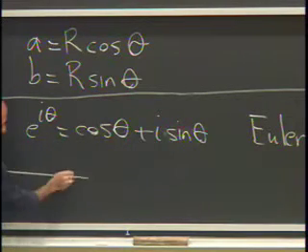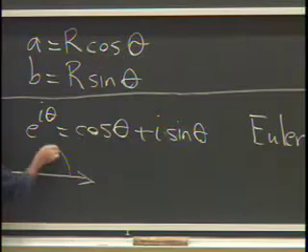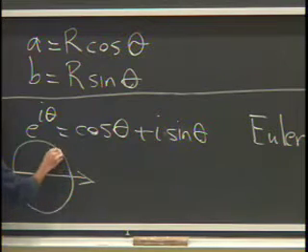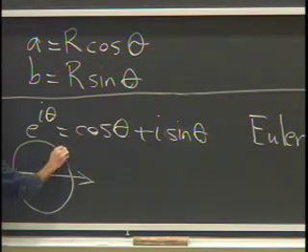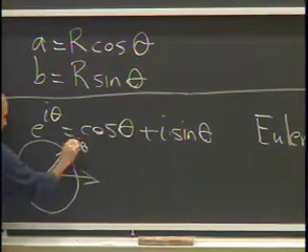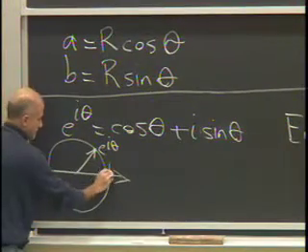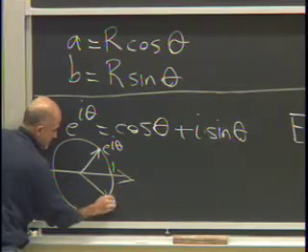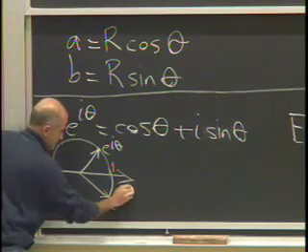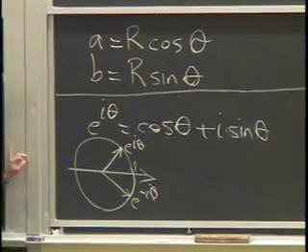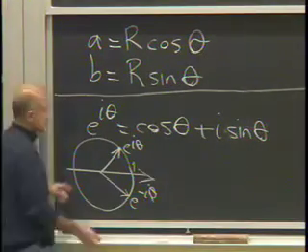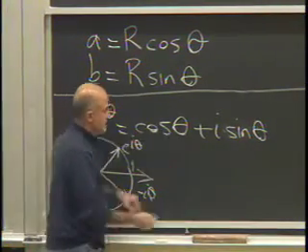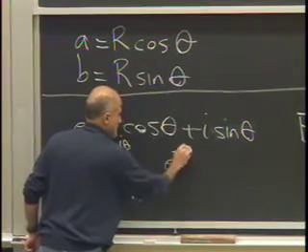If e to the i theta, so this is my unit circle, e to the i theta is sitting here. E to the minus i theta sits here. What is the expression in terms of cosine and sine for e to the minus i theta?